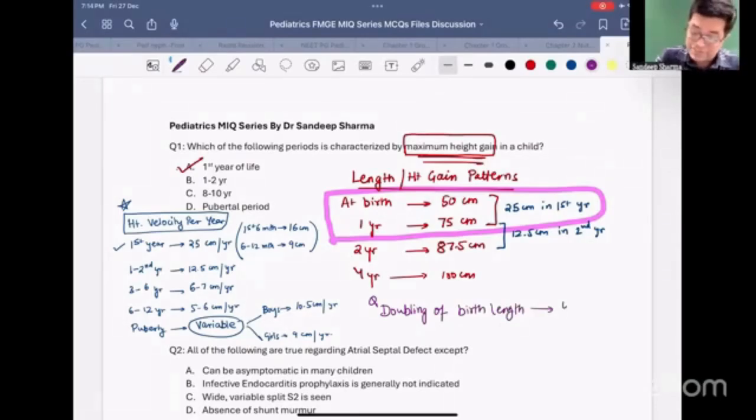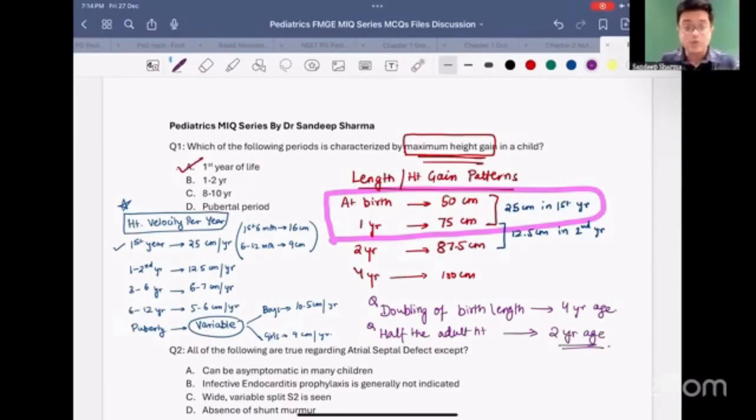Doubling of birth length happens at 4 years of age. See, at birth, what was the length? 50 centimeters. At 4 years, it becomes 100 centimeters. So doubling of birth length happens at 4 years of age. Another MCQ: half the adult height is attained at what age? Half the adult height is attained at 2 years of age. What it means is the height at 2 years is 87.5. If you double it, it becomes the adult height, that is 175 centimeters.